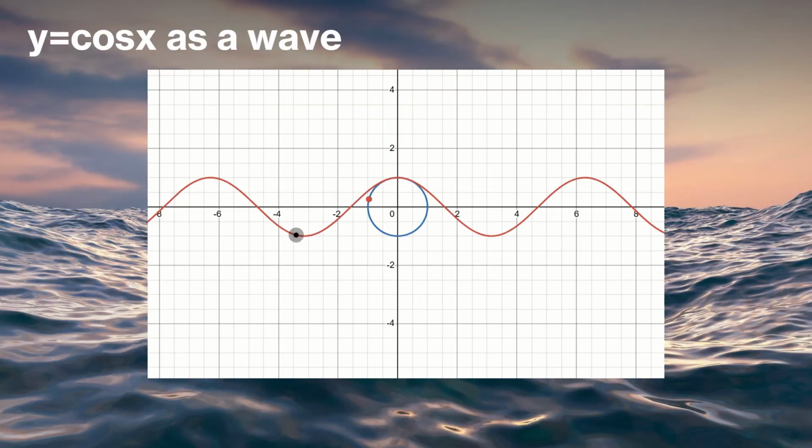So the cosine just takes all of the horizontal components of my unit circle and plots the horizontal components out as a wave.